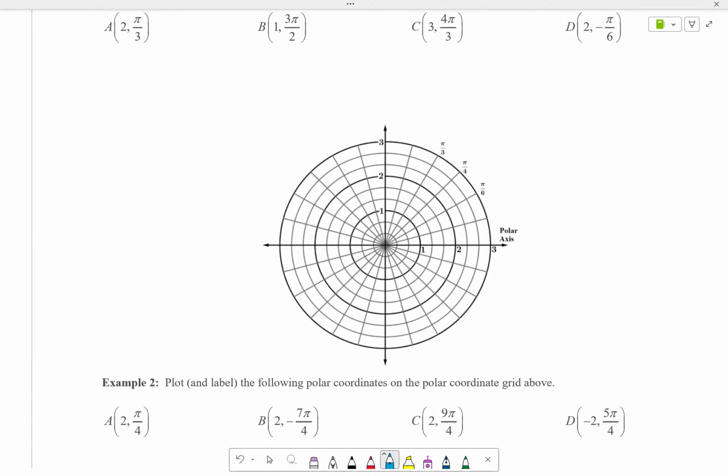So what you think of is here's our axis, and it is rotating about that pole. For D, if we want to figure out where negative 2, 5 pi over 4 is, I'm going to point in the direction of 5 pi over 4, which I believe is over here. Right here would be 1, right here would be 2, here is 3. So where would negative 2 be? Please discuss with your neighbor. Where is negative 2?